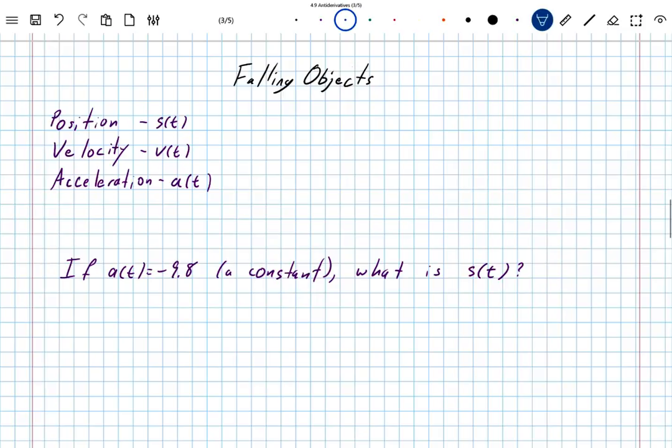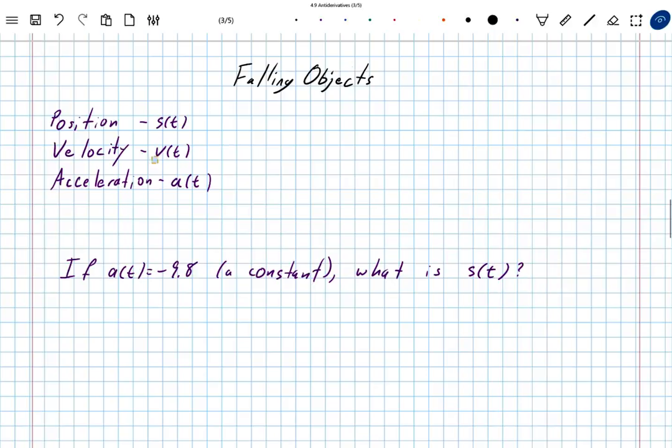But one of the joys and the powers of calculus, especially once you're able to take derivatives and antiderivatives, is you can derive formulas for how the world works from some really key basic principles. And falling objects is a great example of that. So recall that position, we're going to use s(t). And position in this case is just how high an object is. We're not going to worry about left to right motion right now.